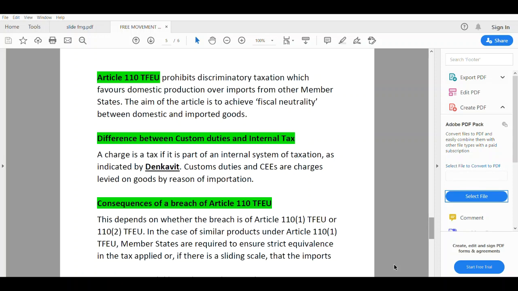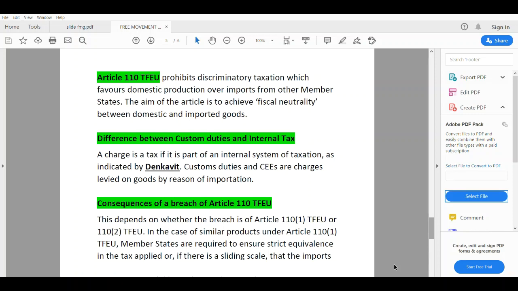If the charge is imposed on the importer at the border, then you should consider Article 30. And if the goods cross the border and then the charge is imposed on the importer when they try to sell the product, then you can consider Article 110 of the TFEU.